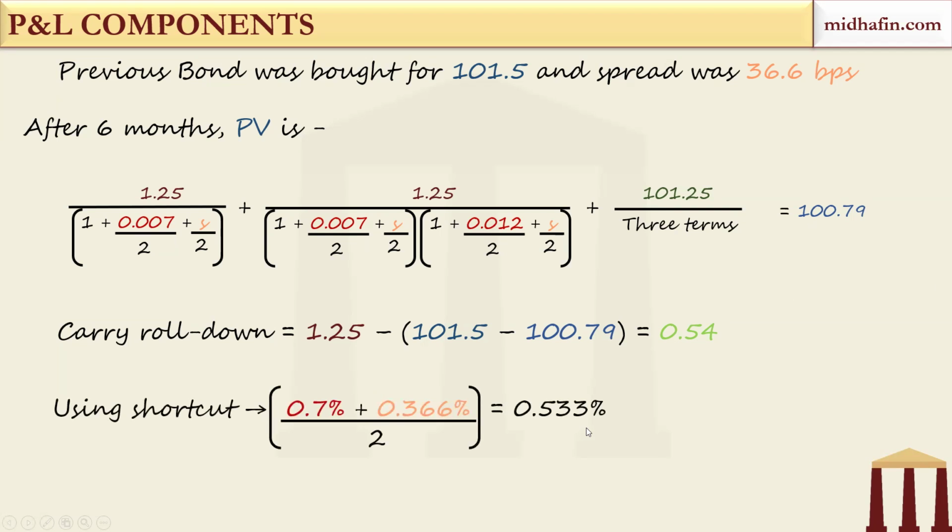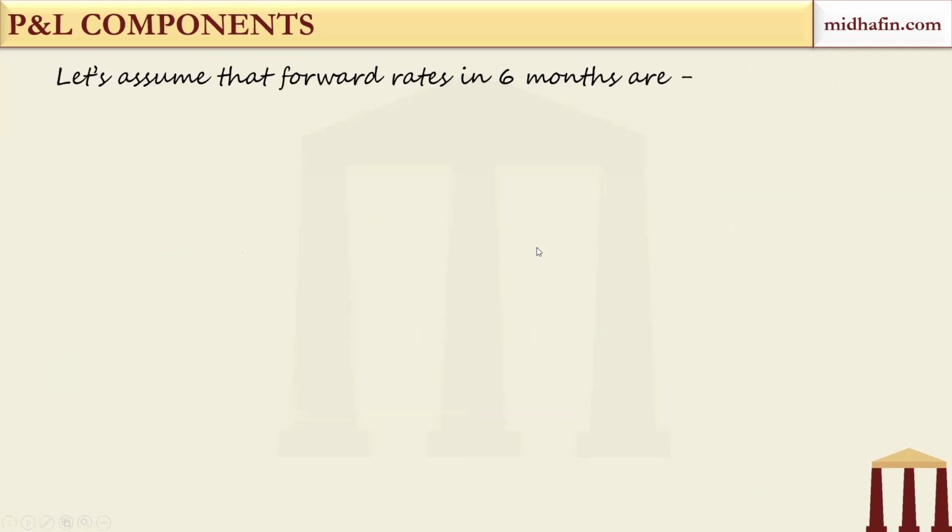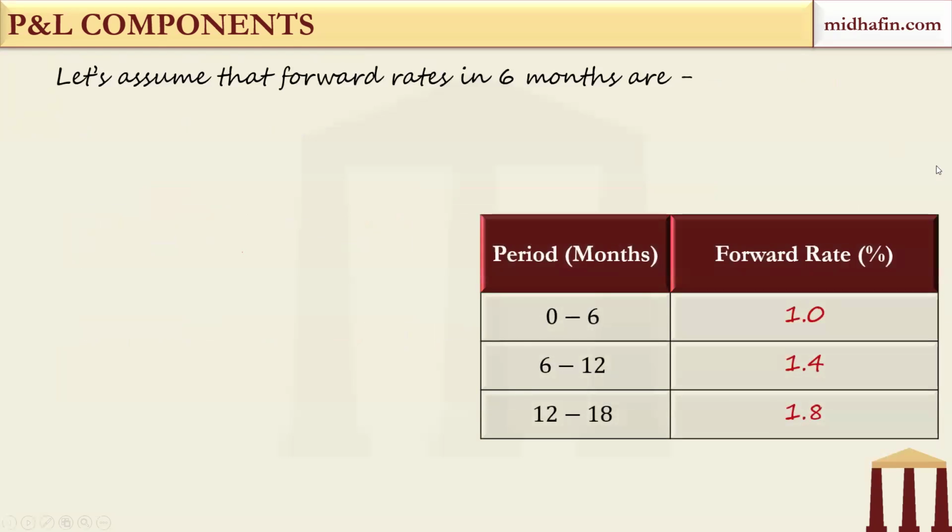Now using shortcut, I can do it like this. Now my task is to assume that the forward rates after 6 months are different than what is given. So it was given that the forward rates will be 0.7% and something like that, but it is different here. Let's say in reality, after 6 months, the forward rates are 1%, 1.4% and 1.8%. That's the idea here.